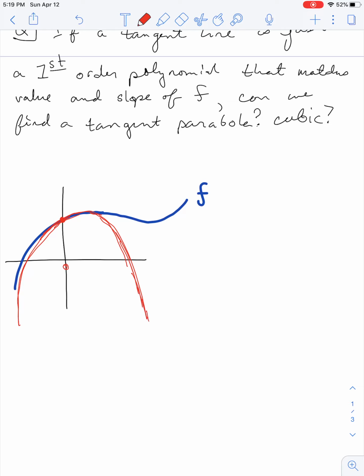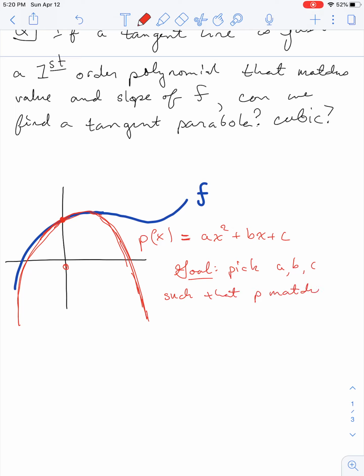So here's a quadratic function. Let me call it p of x. And p of x is a quadratic function, a parabolic function. So let me call it ax squared plus bx plus c. And the goal will be to pick a, b, and c such that p matches f at x equals 0 up to the second derivative.